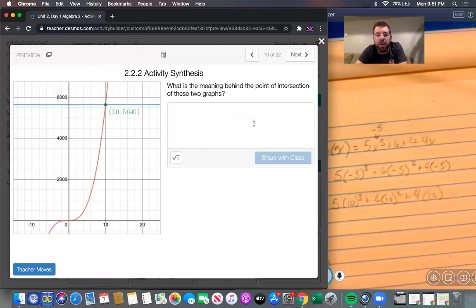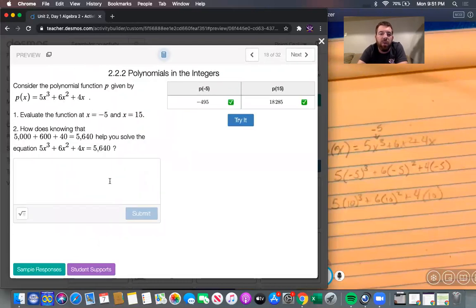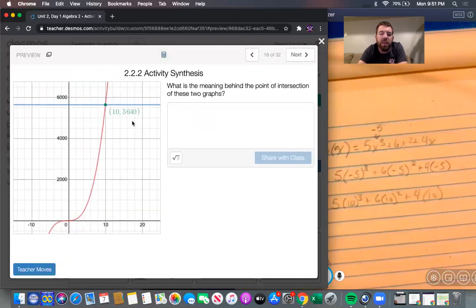And so now we come here and we see, all right, what's the meaning behind the point of intersection of these two graphs? We see a y equals line, a horizontal line here, and then we see this nice polynomial coming up. What does that mean? That's just the point of our intersection. So again, we're evaluating whatever that polynomial was, this 5,640. We're saying that when x is 10, it's at 5,640. So there's your input into the expression or the function, and there is your output.